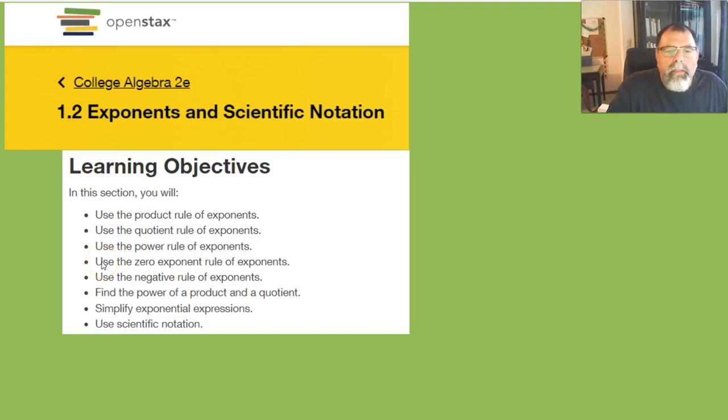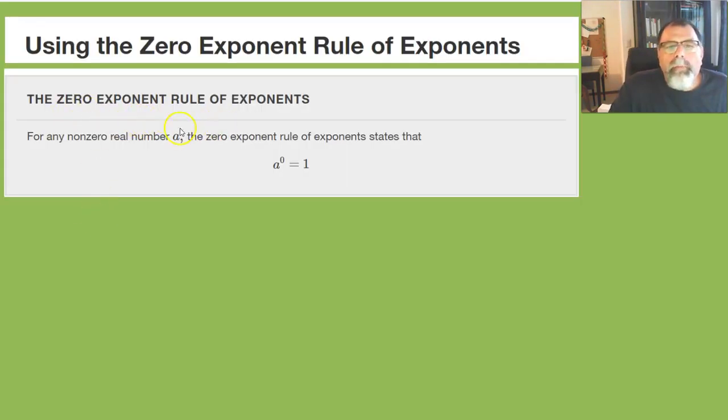Okay, moving on to the next learning objective: use the zero exponent rule of exponents. The zero exponent rule of exponents, for any non-zero real number a, states that a to the 0 is equal to 1. So any number to the 0 power equals 1. Now at first that may seem a little odd, but if you think about it this way, let's go back to the rule we just talked about.